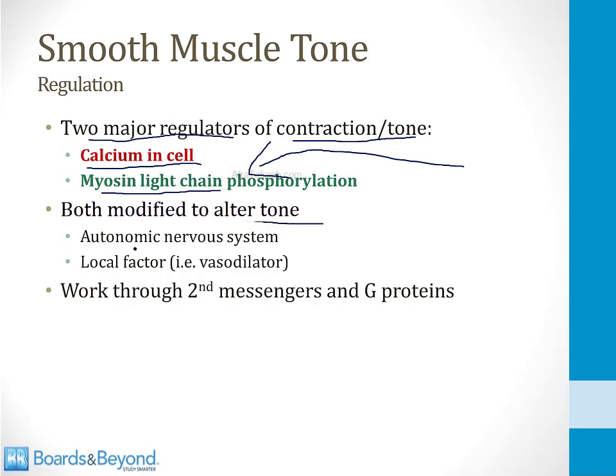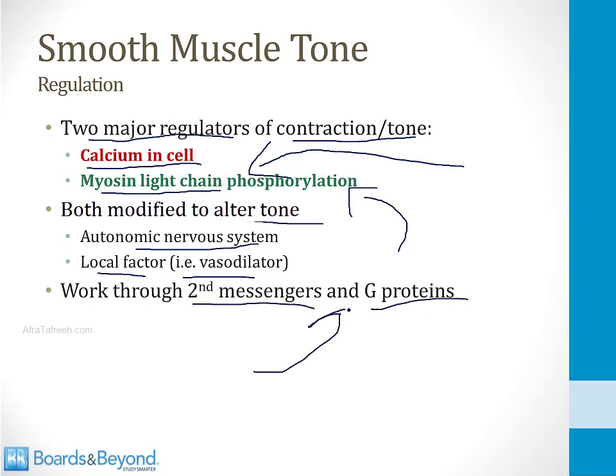For example, the autonomic nervous system often modifies these factors to change smooth muscle tone, and there are local factors like local vasodilators that may modify these two things to change the tone in smooth muscle. The way that local factors and the nervous system modify the calcium in the cell or the degree of phosphorylation is by working through second messenger systems and G proteins. So let's talk about these things now.